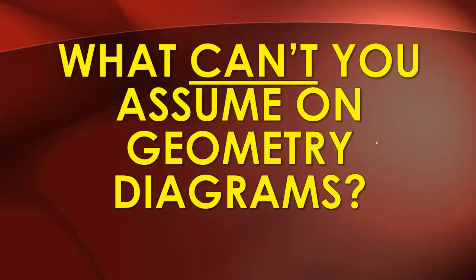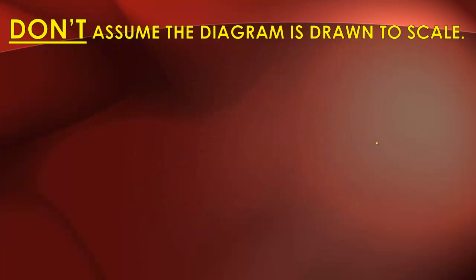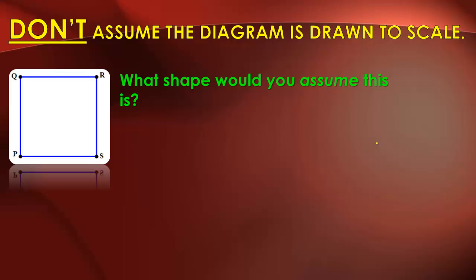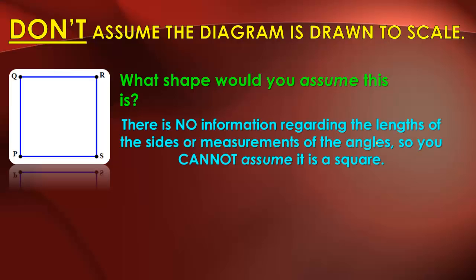All right, so let's start off with what you can't assume from geometry diagrams. Don't assume that the diagram is drawn to scale. For example, look at the figure to the left. What shape would you assume that this is? Most of you would probably say, oh, that's a square. However, there is no information given regarding the lengths of the sides or the measurements of the angles, so you can't assume it's a square.